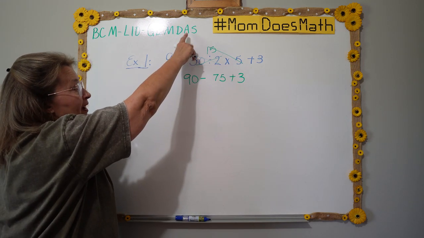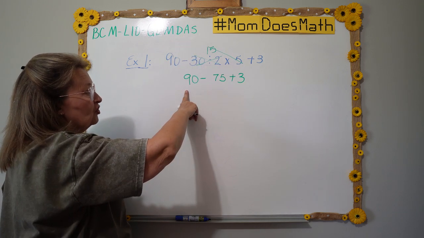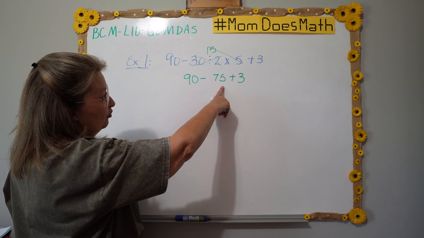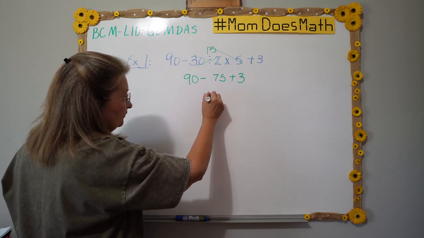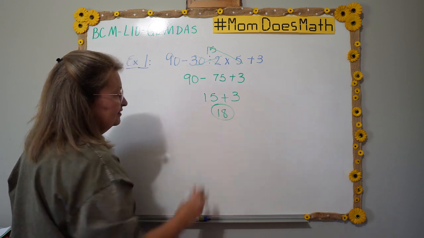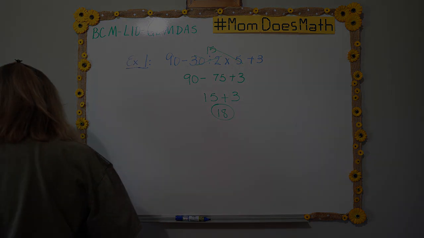I'm ready to go to my AS step, so I'm going to go back to the front. 90 minus 75, what is that? 15, plus 3, and 15 plus 3 is 18. So that's your correct answer.